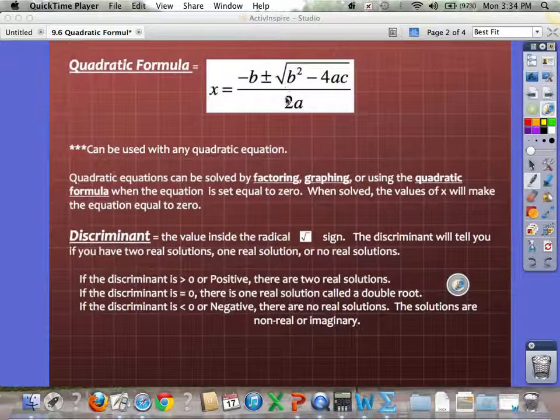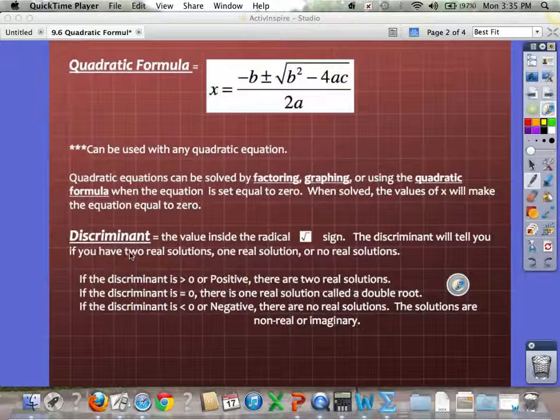And you can use this formula to solve any quadratic equation, whether or not it was factorable. You can use it for any equation. It's very helpful. It takes a little bit longer to do, but you can use it for anything. Quadratic equations, we have discovered, can be solved by factoring, by graphing, or using now this quadratic formula. And that happens only when the equation is set equal to 0. And then when you have it solved, the values of x will make that equation equal to 0.